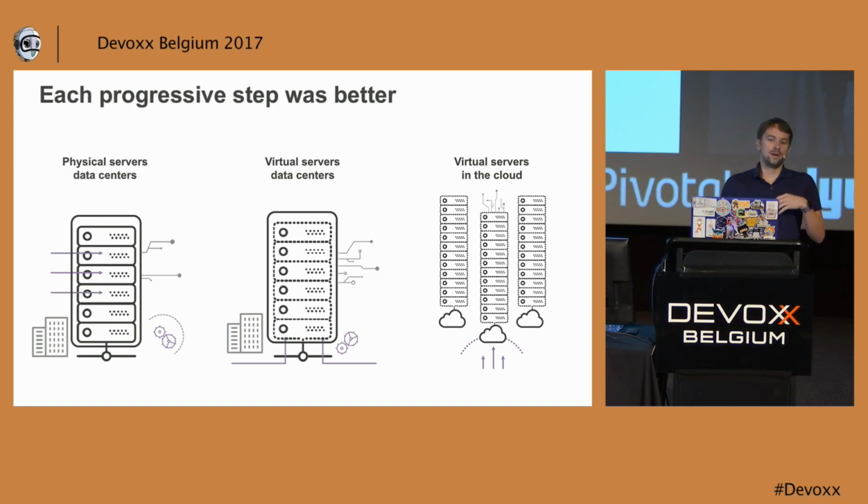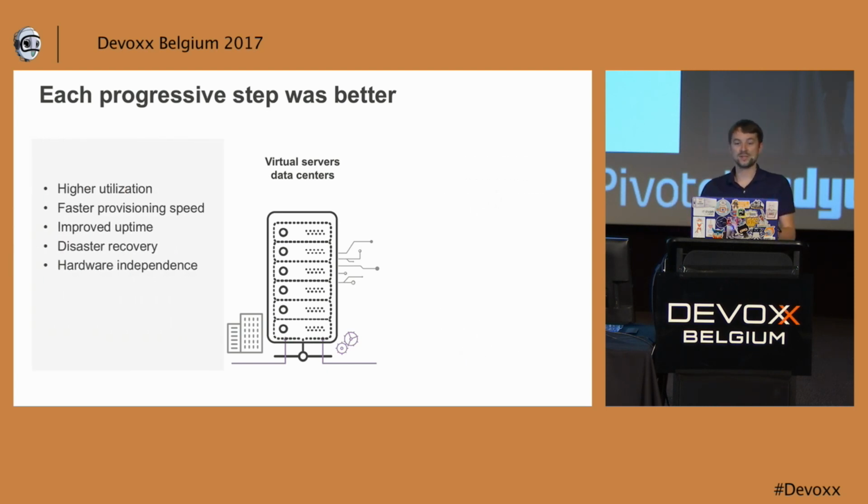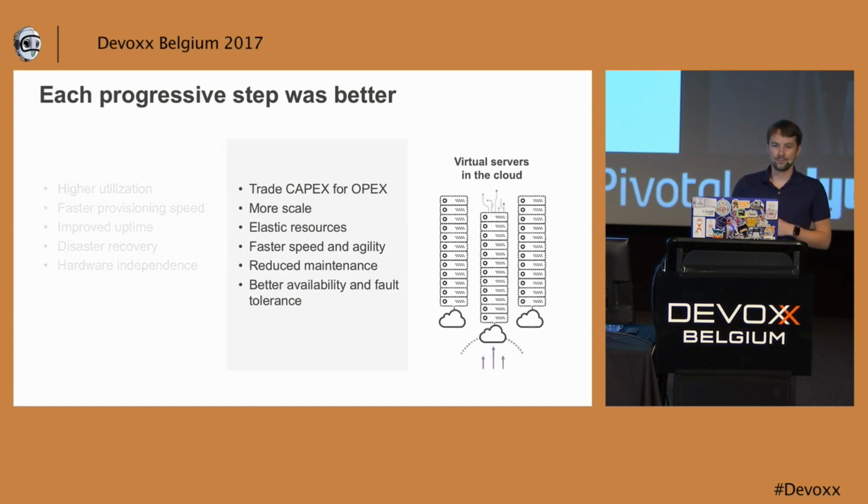So each stage of this evolution provided a key improvement. Virtualization improved utilization, introduced separation from the physical hardware, making applications more resilient and more hardware independent. It gave us more availability and resistance and resilience against failure. It improved our uptime, our disaster recovery, all that good stuff.